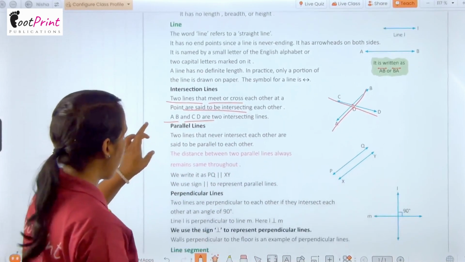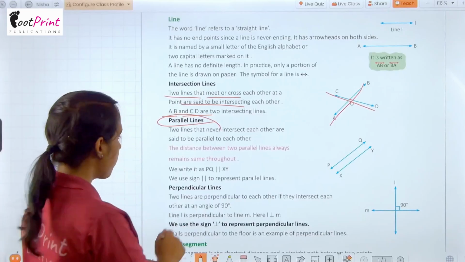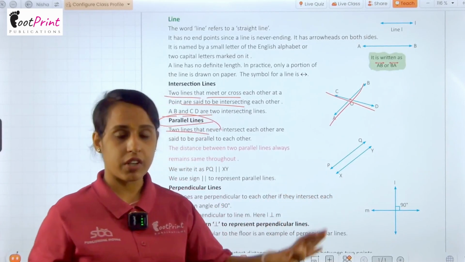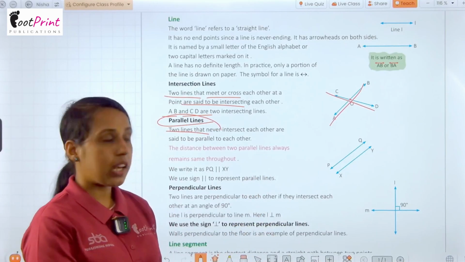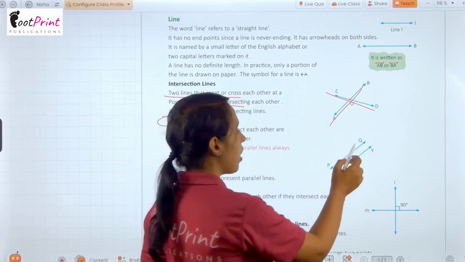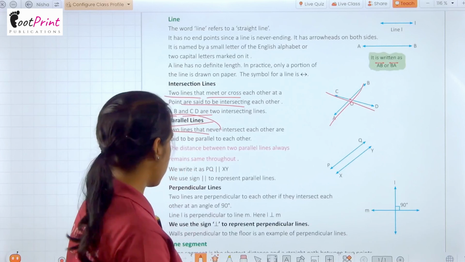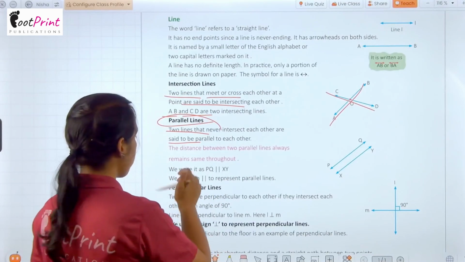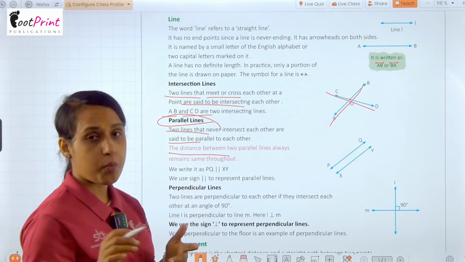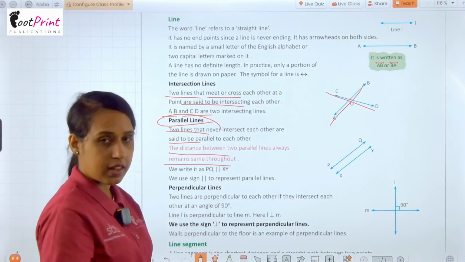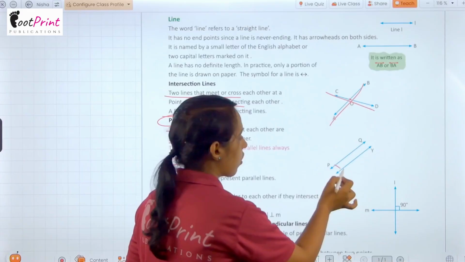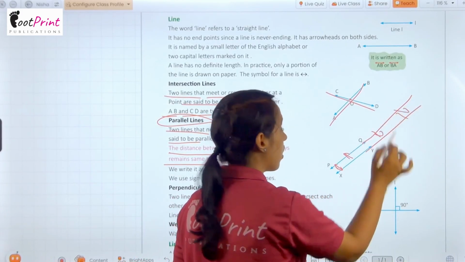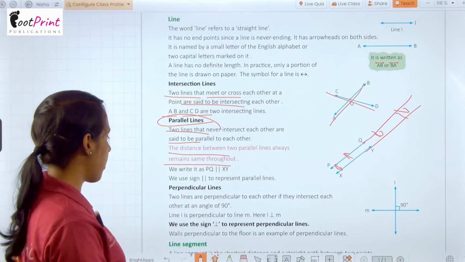Okay. Now parallel lines. What are parallel lines? Two lines that never intersect each other. कि इनको हम कितना भी extend कर लेंगे, कितना भी एक्सटेंड करेंगे, लेकिन ये कभी भी आपस में नहीं मिलेगी. They don't meet each other, so they are said to be parallel to each other, or the distance between two parallel lines always remains the same throughout the journey. Okay, so यहाँ जितना भी distance है इसको कितना भी extend कर देंगे हम, इतना ही distance रहेगा. That one is parallel lines.